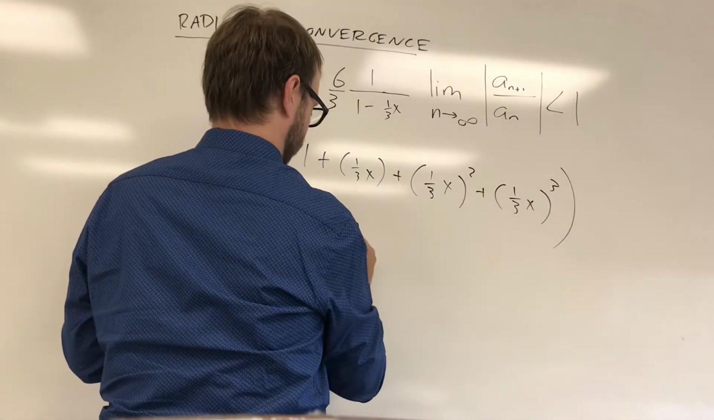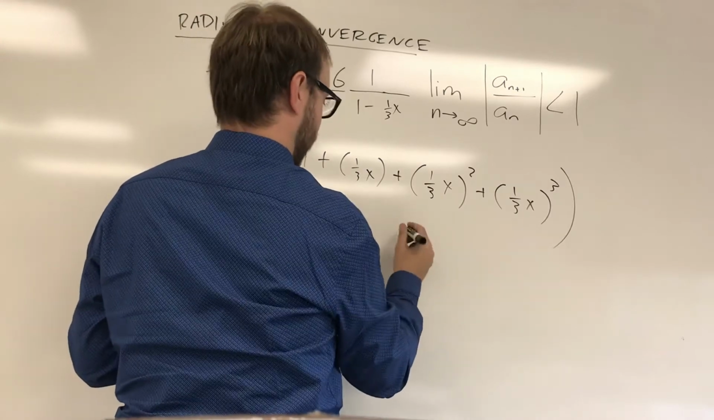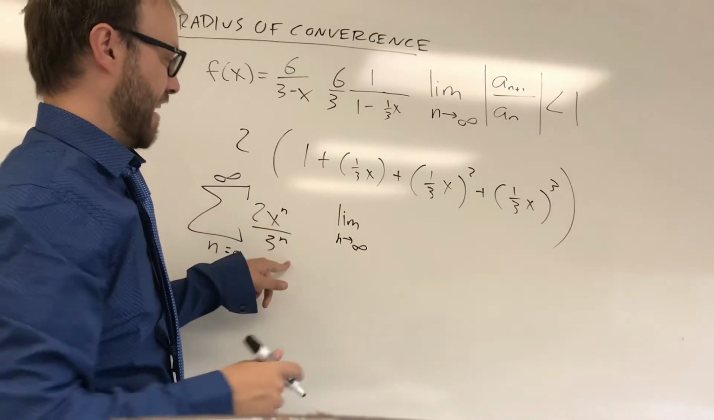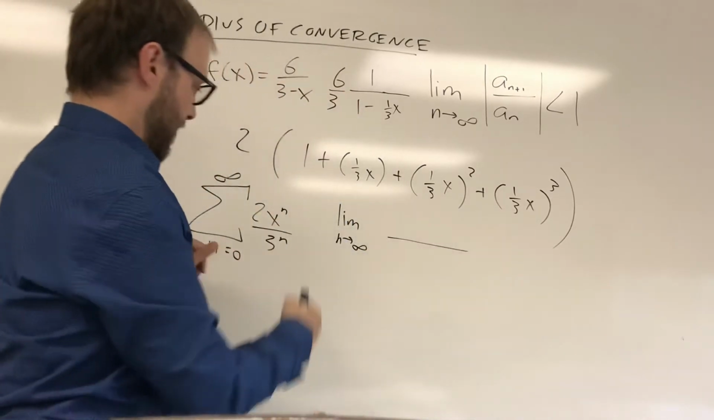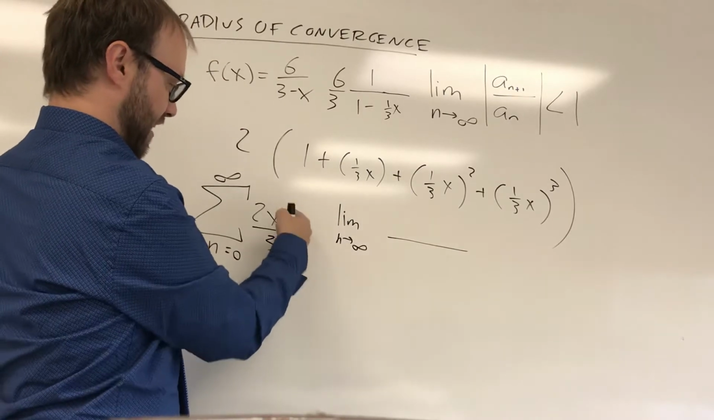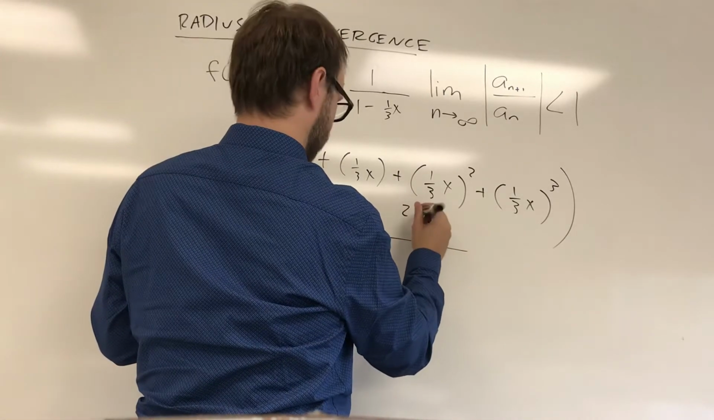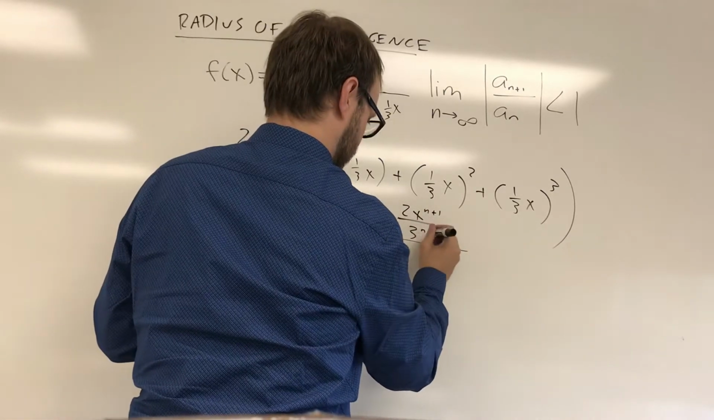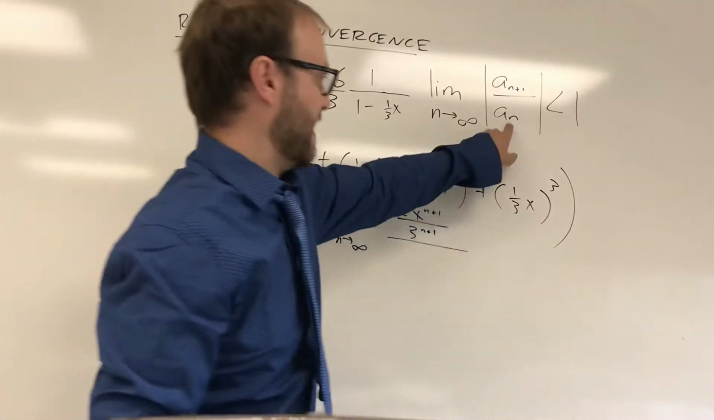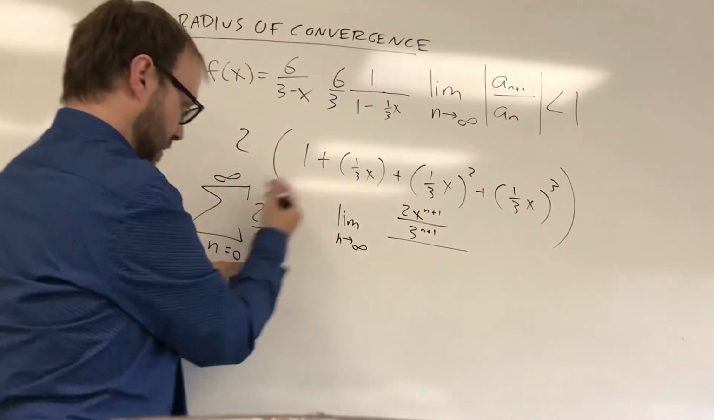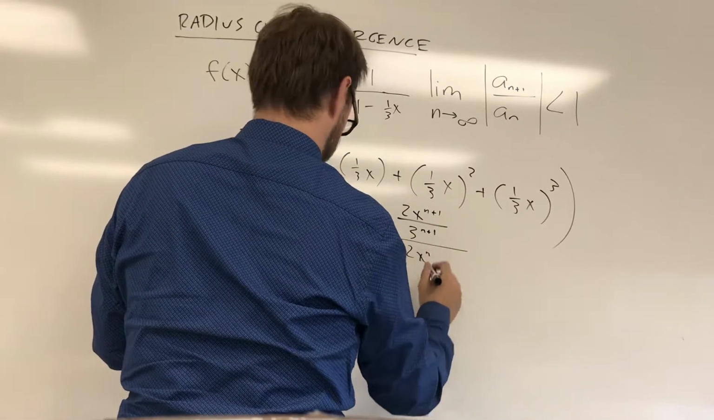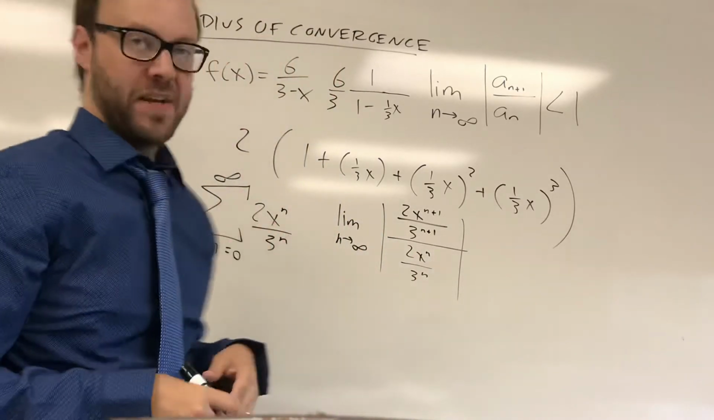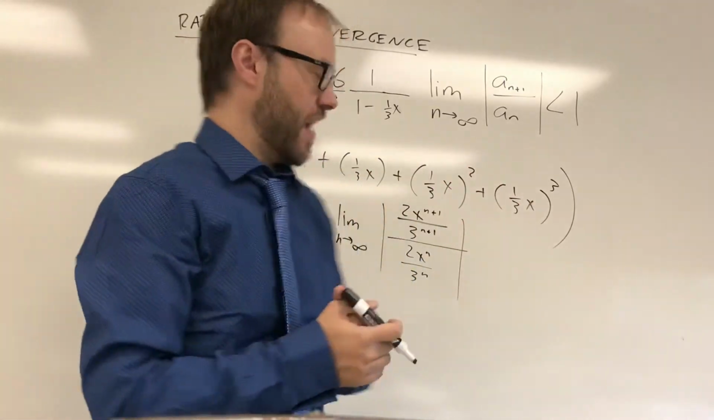We take the limit as n approaches infinity of a sub n plus 1. Now this is interesting. Our individual terms are already fractions, okay? So this is going to be a little messier. The n plus 1 term here, both of those n's are going to become n plus 1. So we have 2x to the n plus 1 over 3 to the n plus 1, okay? And now we divide by the nth term. This is the nth term, so we get 2x to the n over 3 to the n, okay? And we're taking the absolute value of the whole thing. That whole limit needs to work out to be less than 1 for convergent values.